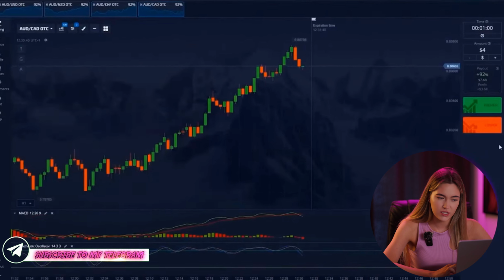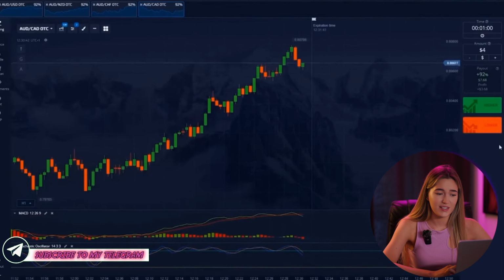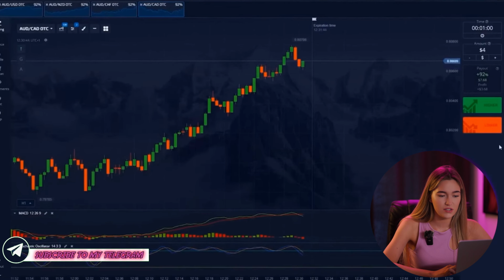Alright, Australian dollar and Canadian dollar. So the market is not behaving clearly. It's violating indicator signals, so let's move on. Never enter a trade if you see that the situation is unpredictable.